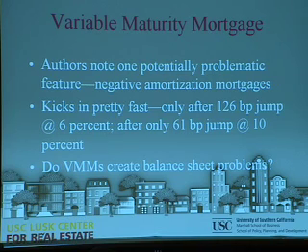But the thing about it is it kicks in really fast. So if you start at a 6% loan, interest rates only have to rise by 126 basis points in order to get to the point where it's an interest-only feature for the loan, because that's what the mortgage constant is on a 6% loan.